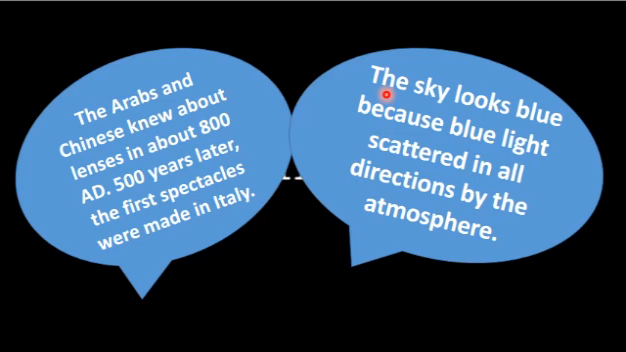Another piece of information is that the sky looks blue because blue light is scattered in all directions by the atmosphere. It means gases and particles in Earth's atmosphere scatter sunlight in all directions. Blue light is scattered more than other colors because it travels as shorter, smaller waves. This is why we see a blue sky most of the time.